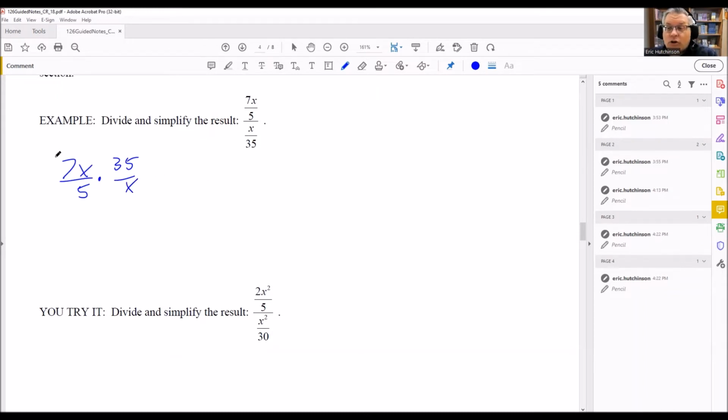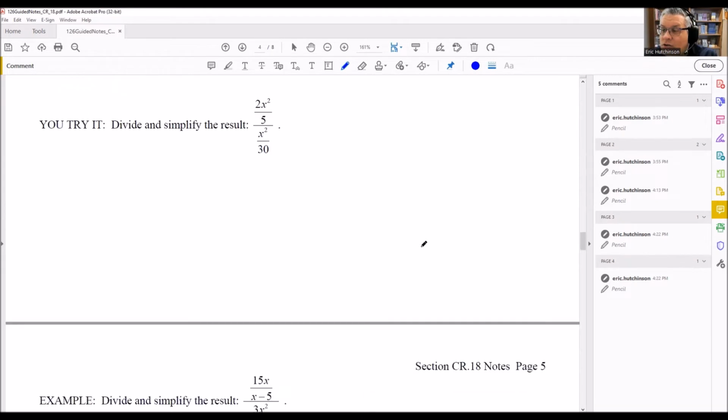And then we're just going to cross cancel before we multiply. So 5 divides into 35. So 35 divided by 5 is going to be 7, and 5 divided by 5 is 1 down below. We also have these x's that we can cancel out. So I'll cancel this one and cancel that one. So all we're going to have left is just 7 times 7, or 49, and that would be the final answer there. There's no variables in this because they canceled out.